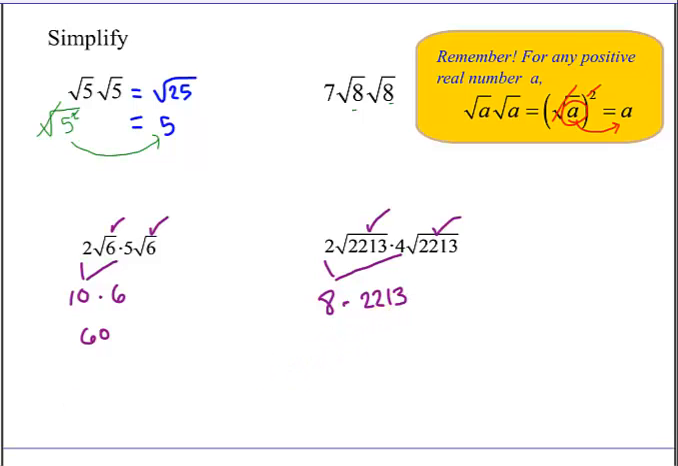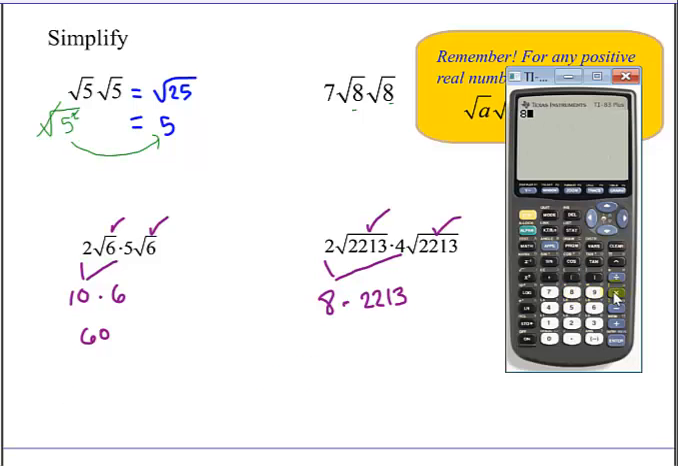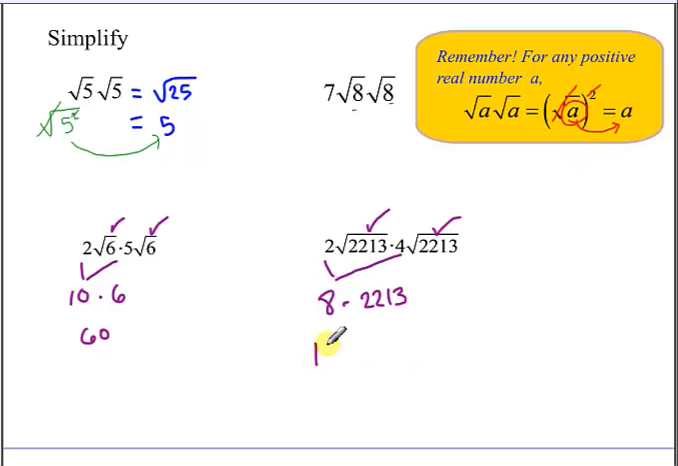Let's grab a calculator. Alrighty, punch this in. So we want 8 times 2213. And we get 17,704. What do you know? There's my favorite number. Surprise, surprise.